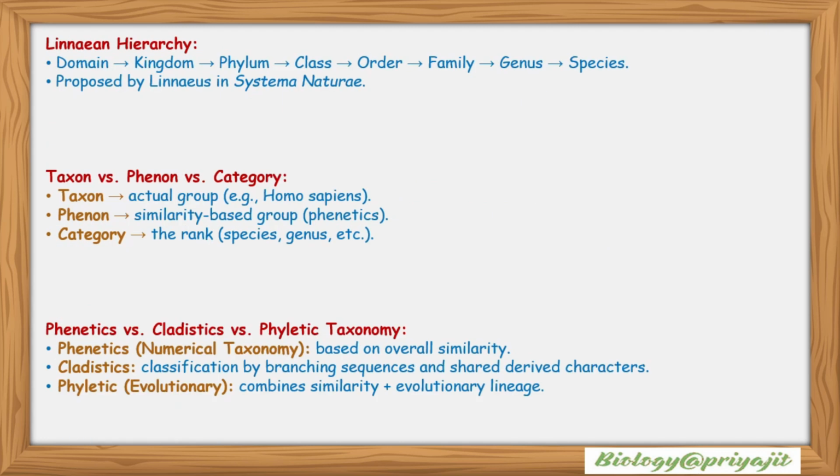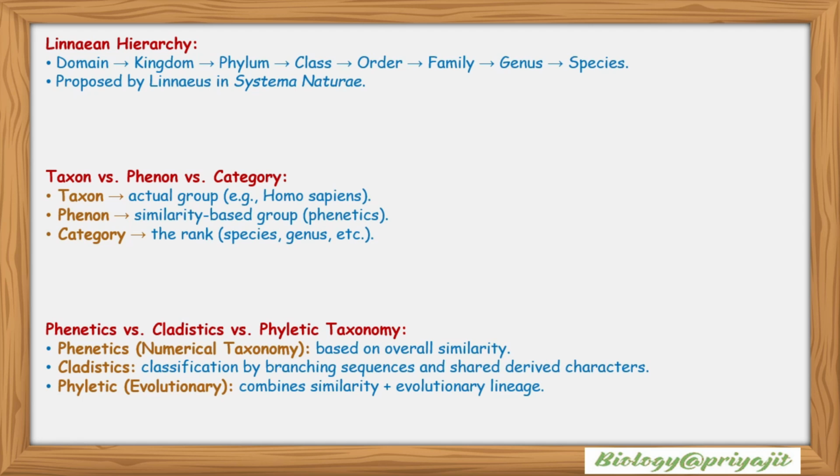Linnaean hierarchy: domain, kingdom, phylum, class, order, family, genus and species. It was proposed by Linnaeus in his book Systema Naturae. Taxon versus phenon versus category. Taxon is the actual group, like Homo sapiens. Phenon is the similarity based group or phenetics. Category is the designated rank, species, genus, etc.